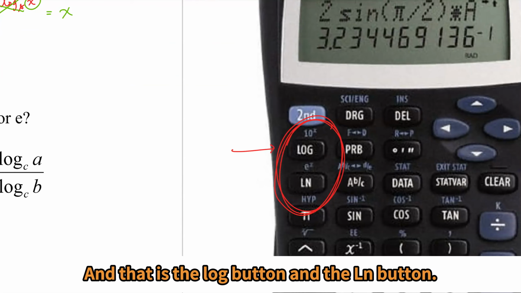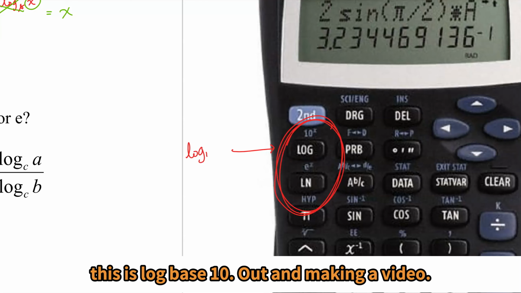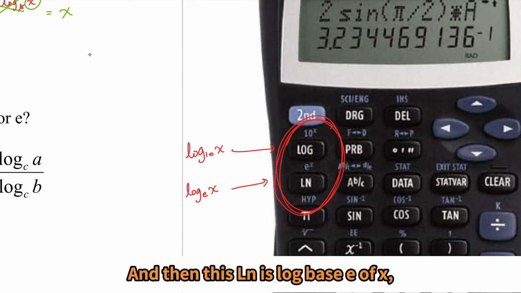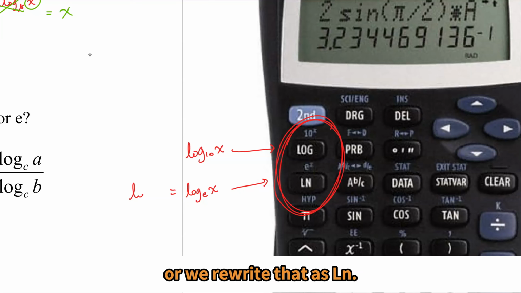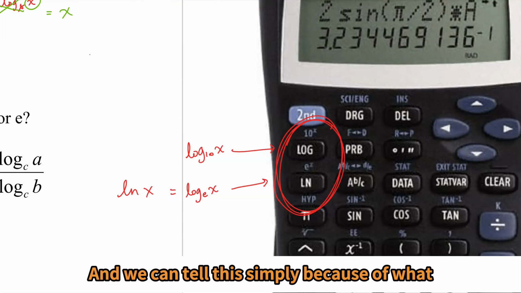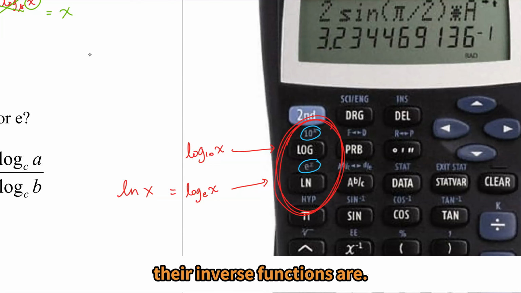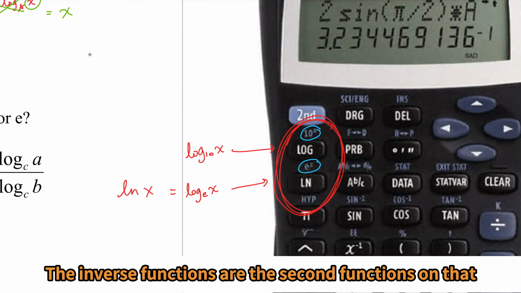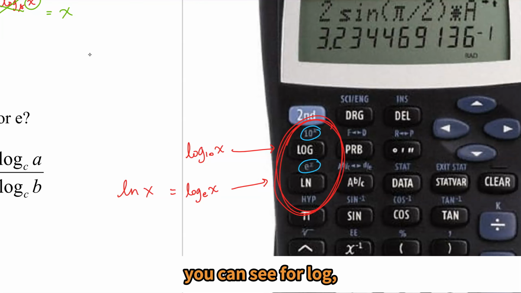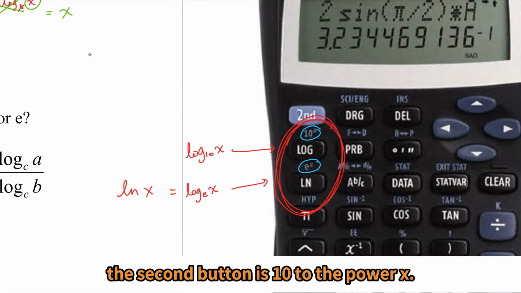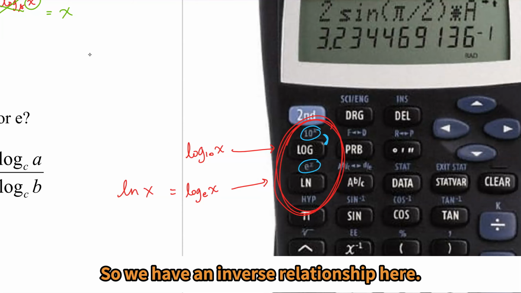The log here is log base 10, and this ln is log base e of x, which we rewrite as ln. We can tell this simply because of what their inverse functions are. The inverse functions are the second functions on that same button. You can see for log, the second button is 10 to the power x, so we have an inverse relationship here.